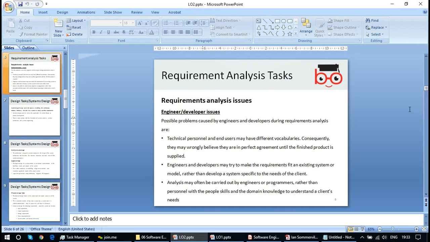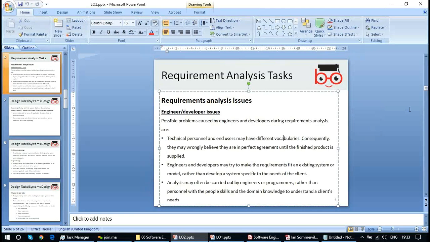Next is engineer or developer issues. Possible problems caused by engineers and developers during requirement analysis are that technical personnel and end users may have different vocabularies. Very good point. Because those who are only doing the software things would only be using the computing language. Other personnel would be using their own business language. Consequently, they may wrongly believe that they are in perfect agreement until the finished product is supplied.